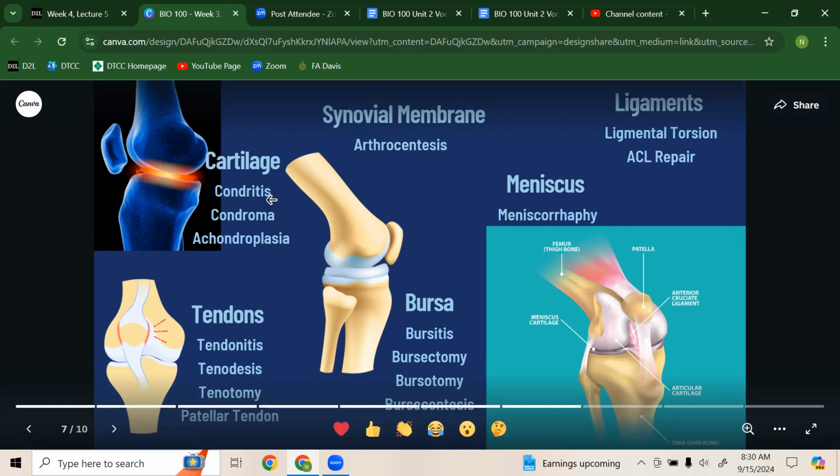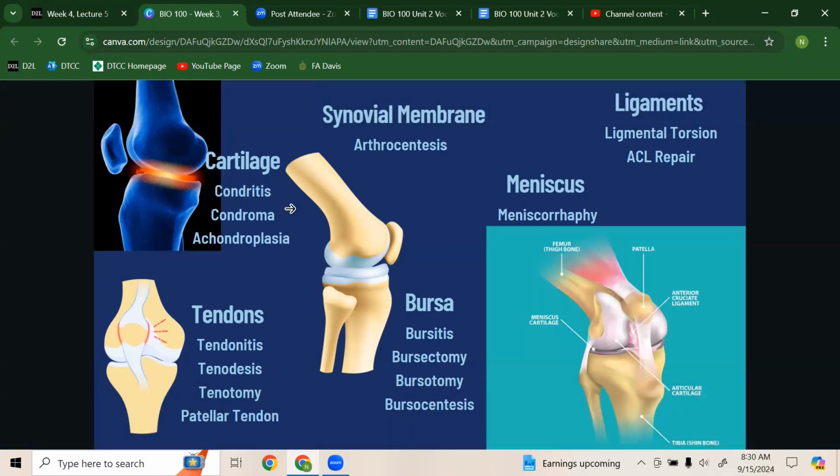And so our first one, itis, inflammation of the cartilage. Oma is tumor, so tumor of cartilage. Plasia is growth. A is without. That means this is without cartilage growth. So that's cartilage. We find this in pretty much all of our joints. There's a few different types of cartilage. Those different joint types that we talked about on our last slide have different types of cartilage, and that's why they have different properties.